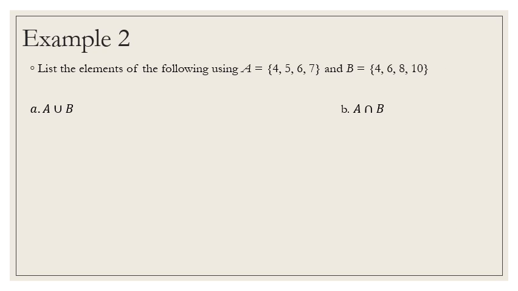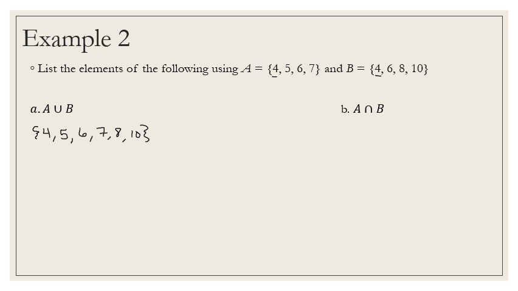So list the elements of the following, using A contains 4, 5, 6, and 7, and B contains 4, 6, 8, and 10. Okay, so A or B. Remember that in a Venn diagram, the or is everything. So it's everything that's in A or B. So you only have to list things that they have in common once. Like they both have a 4, I'm only going to put one 4 in my set list, okay? And then A has 5, they both have 6. A has 7, B has 8, B has 10. Okay, so it's everything, but we only list repeats once.